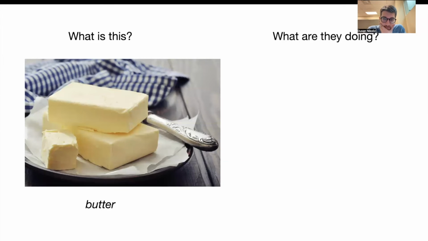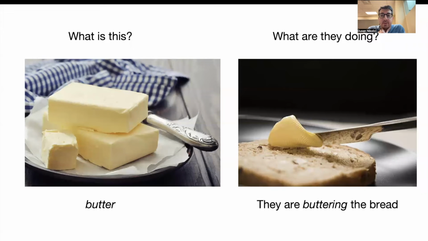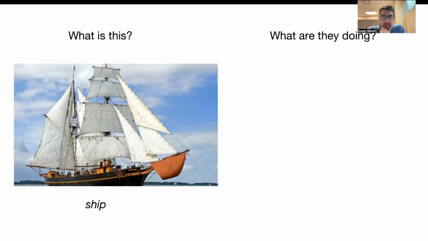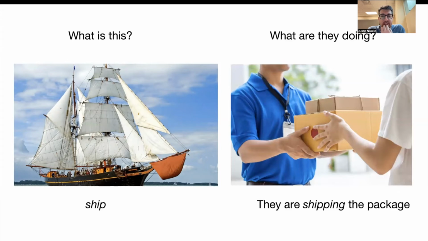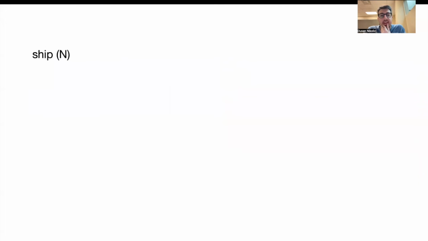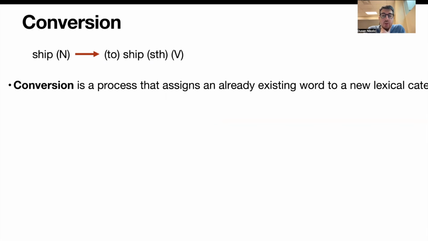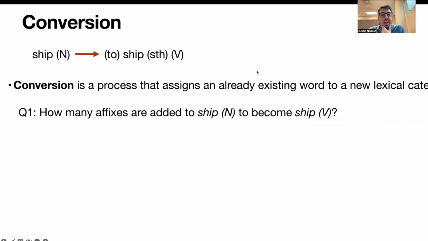This is a butter, and they are buttering the bread. This is a ship, and they are shipping the package, right? Ship as a noun turns into ship as a verb, which we call conversion. Conversion is a process that assigns an already existing word to a new lexical category. How many affixes are added to ship to become ship?